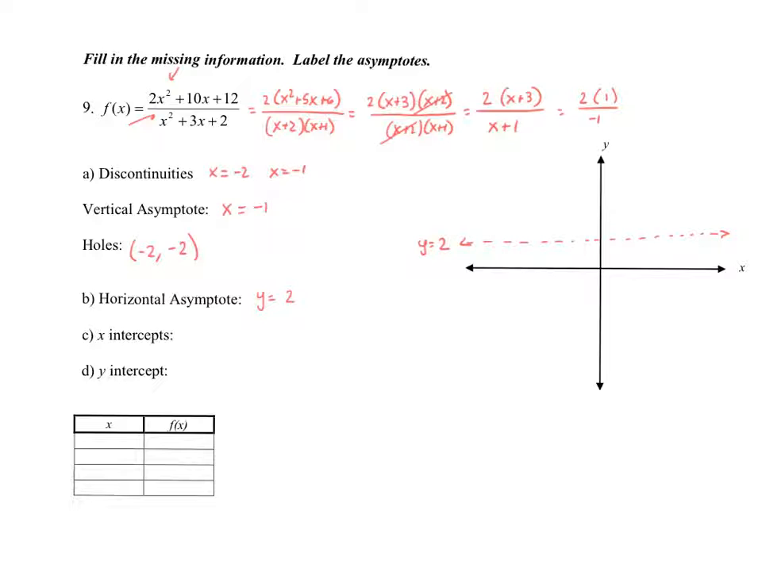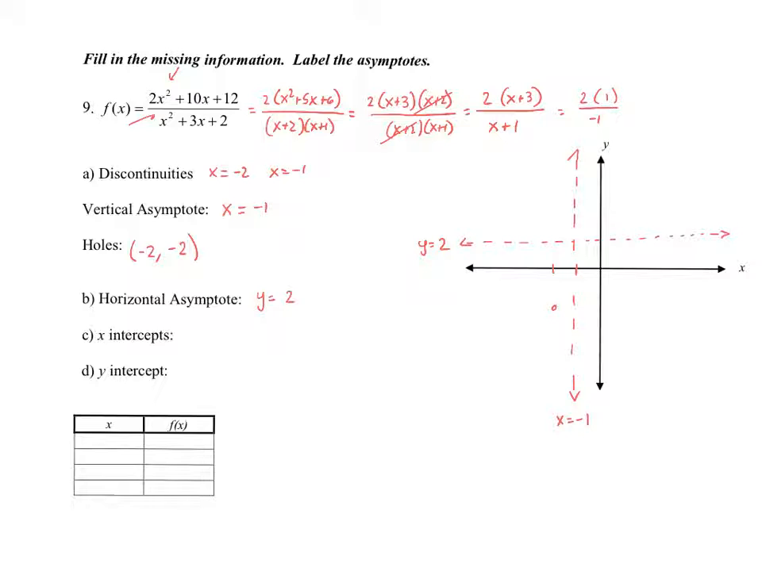So I'm going to go ahead and plot those features on the graph. Vertical asymptote where x equals negative 1. Draw in my dashed vertical line, label it x equals negative 1. My hole is at negative 2 comma negative 2, so I'm going to plot that right down here. Use an open circle for that to represent the hole.